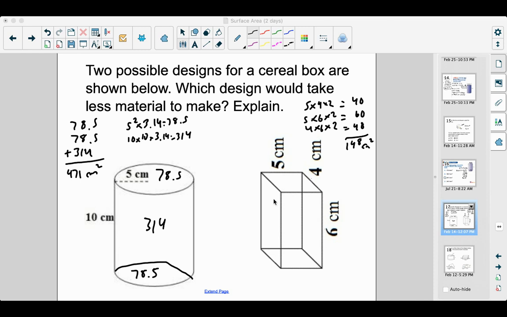It's also a lot smaller, but you might see how this could be used to compare how much it holds versus how much it costs to make. How much it holds is going to be based on volume, which we're going to learn about tomorrow. Tomorrow, you'll have the skills to compare not only how much material they take to make, but also how much they hold, in order to figure out what is the better way to make a box. All right, good luck. Let me know if you have questions.